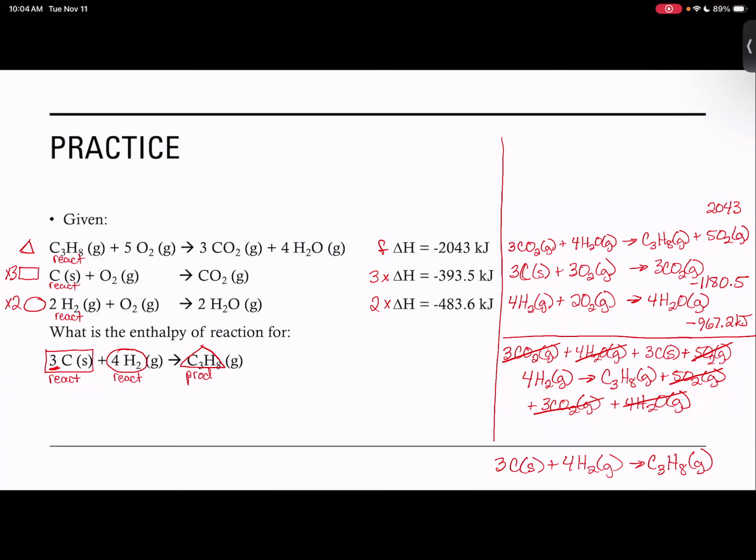Because the equations added up to the target equation, that means that I will add these enthalpies together. And this has an enthalpy of reaction of a negative 104.7 kilojoules. Which means it is favorable, which means it is exothermic, which means propane does readily form from its elements.